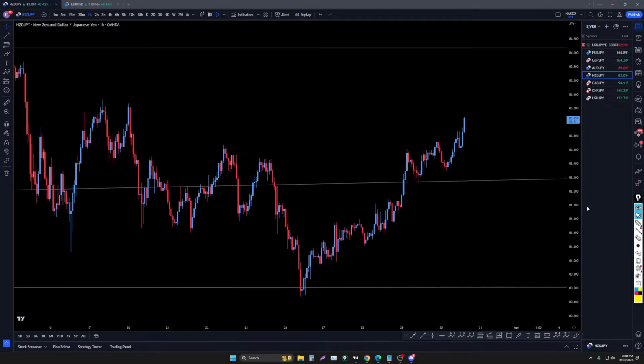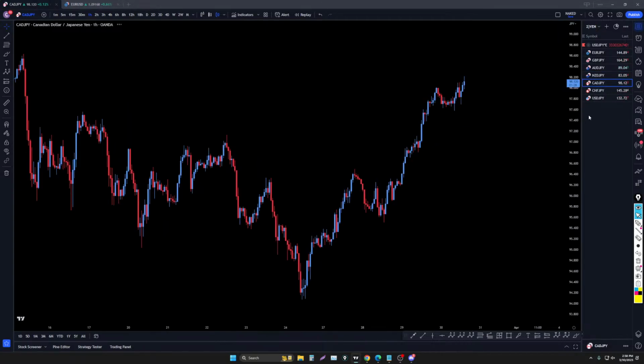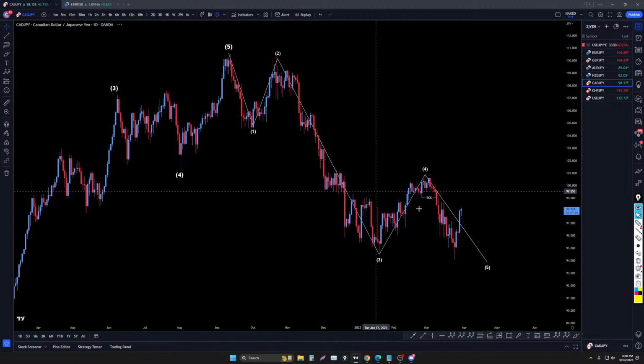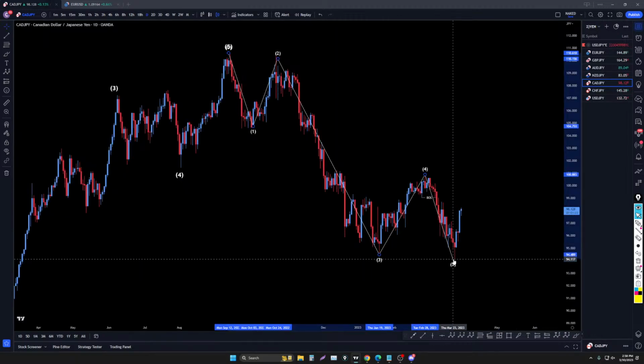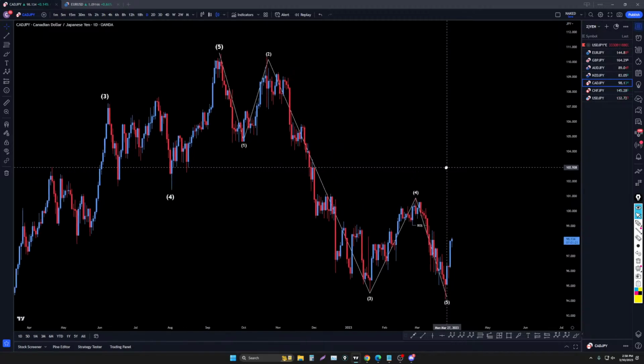So I'm definitely going to be looking for longs on the Kiwi yen. Let's cross that one out. Let's look at the Canadian yen. Pull it back up. Most of these have pretty much the same pattern. This one's definitely a little bit different.